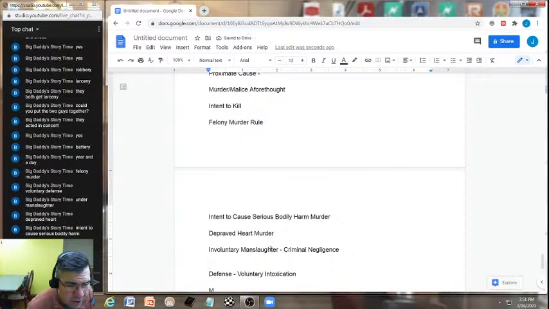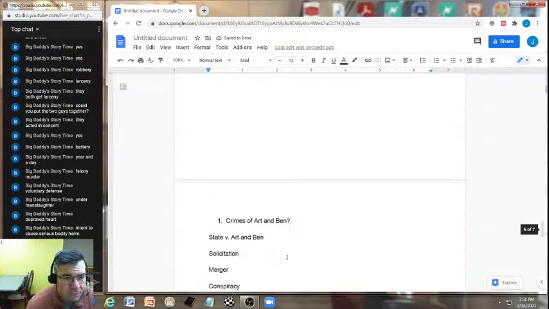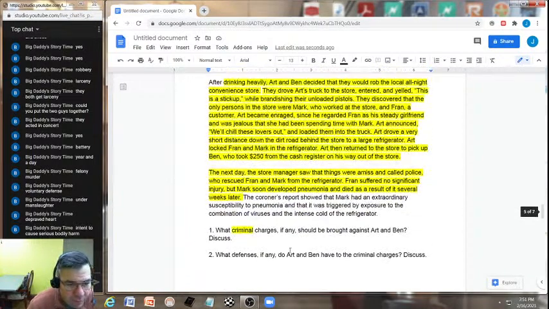Excellent job there for the criminal negligence. We're coming up here. Remember what involuntary manslaughter is. It's an accidental homicide. So what we're looking at here, the accident is that technically they were put into the refrigerator, and the accidental homicide aspect is that Mark soon developed pneumonia and died as a result of it several weeks later.